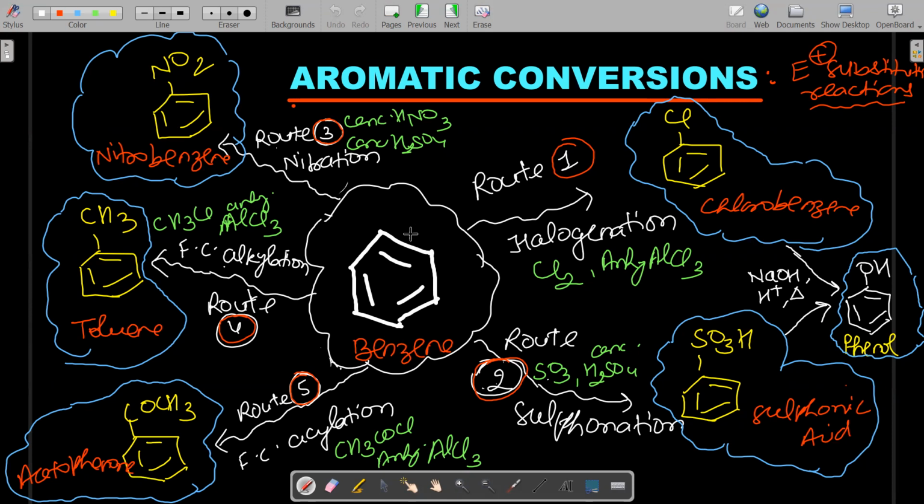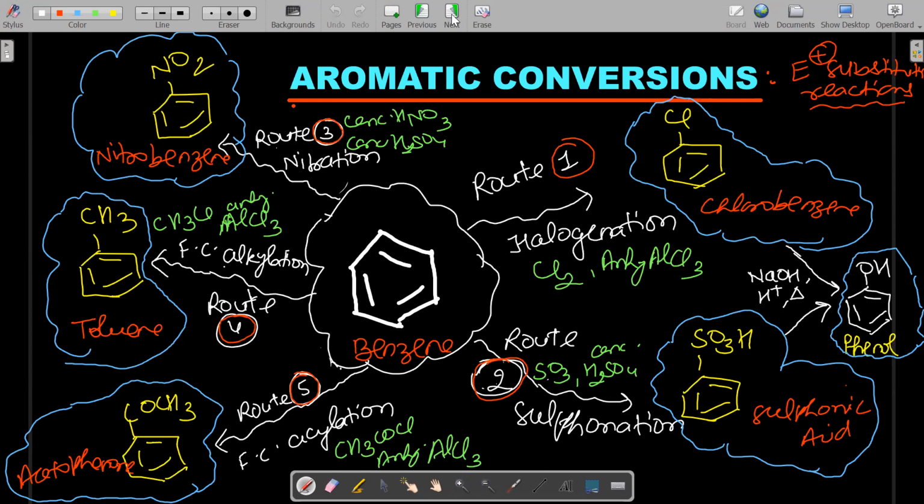So basically in aromatic conversion, we are taking a basic compound, meaning the original compound is benzene, and using benzene, we are following these 5 routes. By using these routes, we'll see so many reactions and conversion steps. So one by one, I will discuss. First, I will discuss the route 1 conversion, meaning chlorobenzene conversion, halogenation conversion. And then route 2, route 3, route 4, and route 5. So we'll discuss all types of conversions. So now I'm moving towards the route 1 conversion.